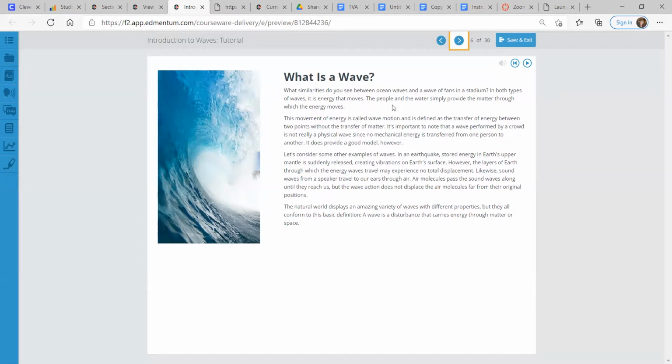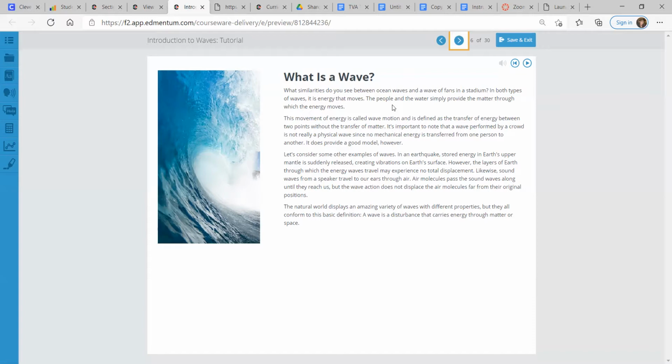Let's consider some other examples of waves. In an earthquake, stored energy in Earth's upper mantle is suddenly released, creating vibrations on Earth's surface. However, the layers of Earth through which the energy waves travel may experience no total displacement. Likewise, sound waves from a speaker travel to our ears through air. Air molecules pass the sound waves along until they reach us. But the wave action does not displace the air molecules far from their original positions.